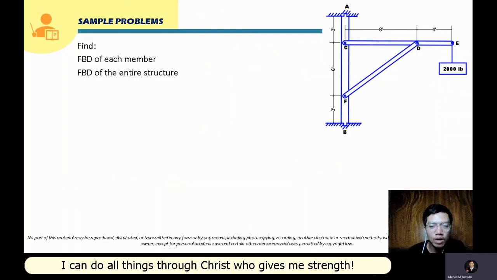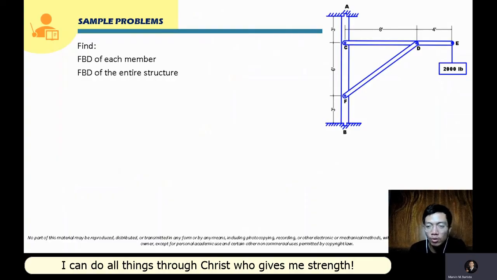Now we will proceed to constructing the free body diagram of the entire structure. So again, in constructing the free body diagram of the entire structure, you have to first determine the main supports. In this case, the main supports will be the pivot at A and the pivot at B, right? So they will be the main supports.